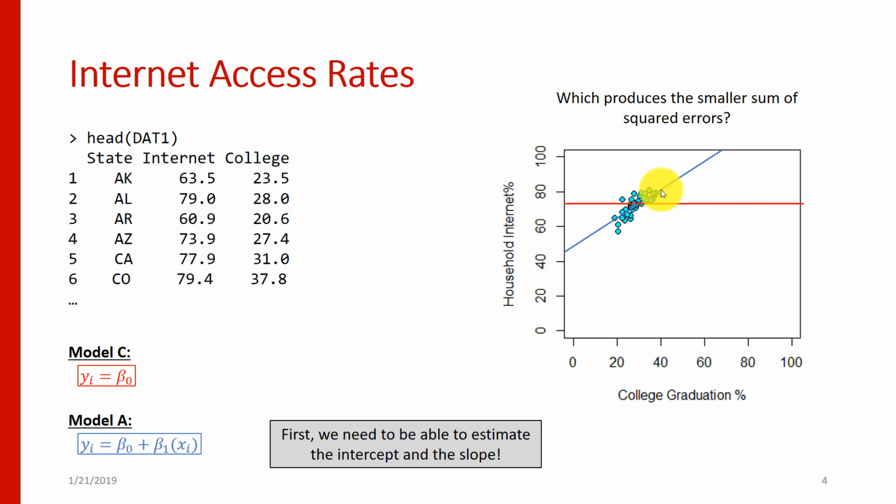So first, in order to do that, we need to be able to estimate the slope and the intercept. Because if we don't estimate those two properties, we aren't going to be able to calculate what our model's prediction is, and we aren't going to be able to calculate any of the sums of squared errors.